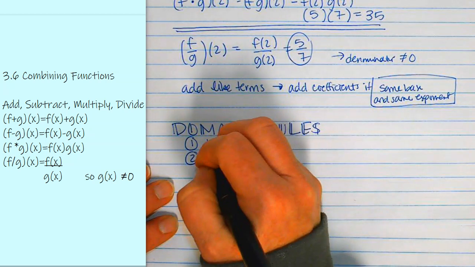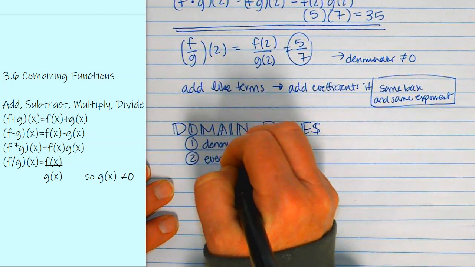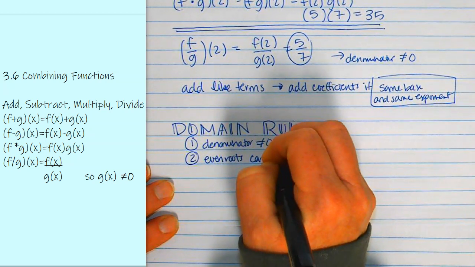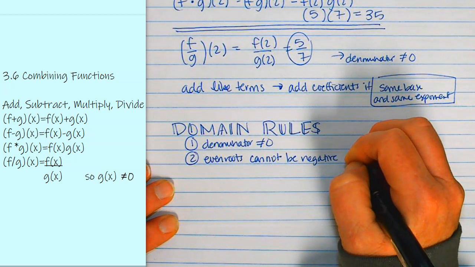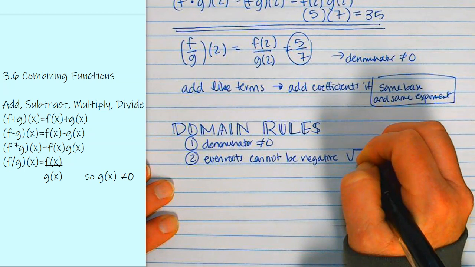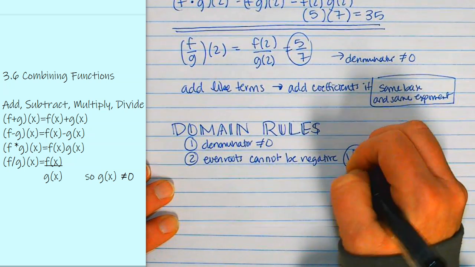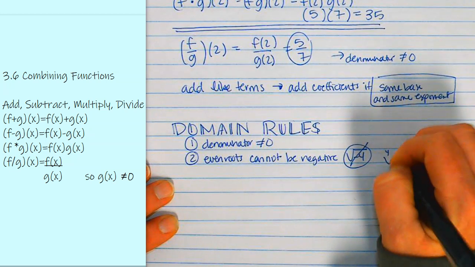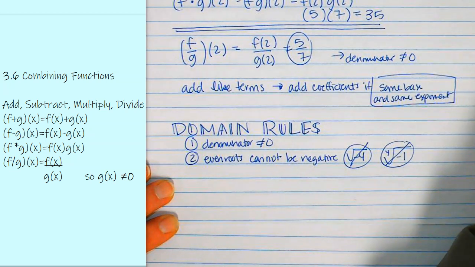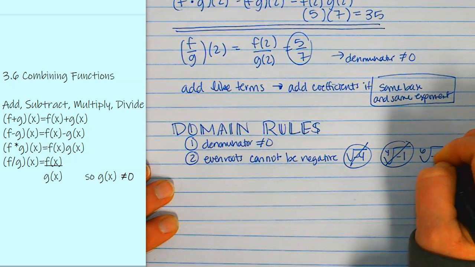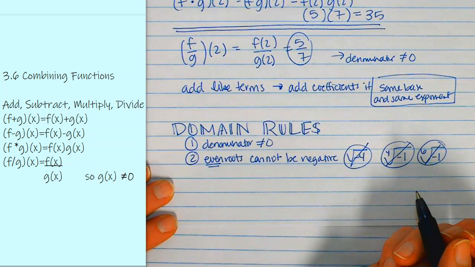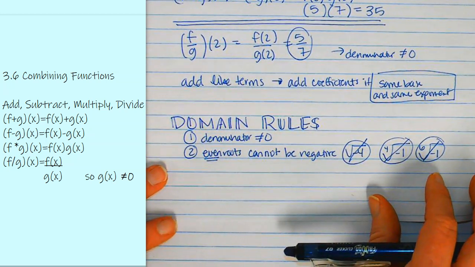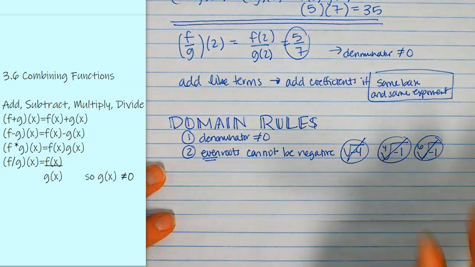Number 2, square roots or even roots cannot be negative. You can't, it's not allowed to have the square root of -4. That's not allowed. Or the fourth root of -1 is not allowed. Or the sixth root of -1 is not allowed. So even roots. Odd roots are fine, but even roots cannot be negative. We're not looking for imaginary numbers here. We're looking for real things and real problems at this point.